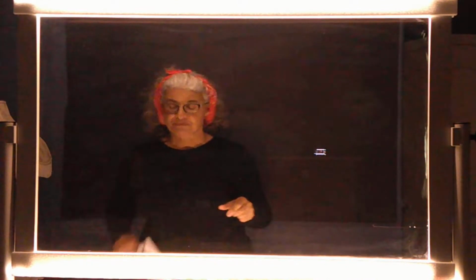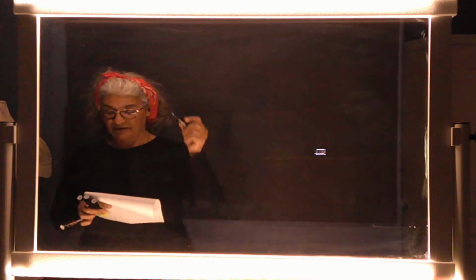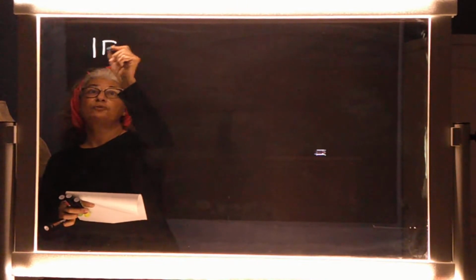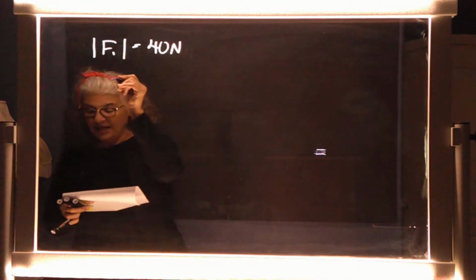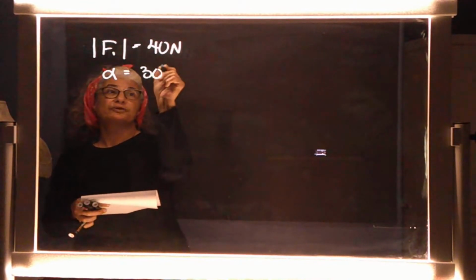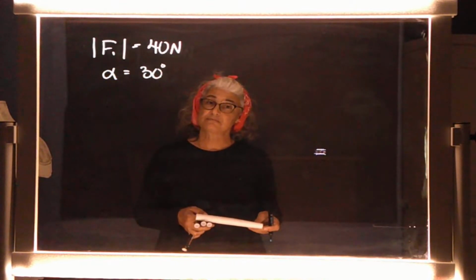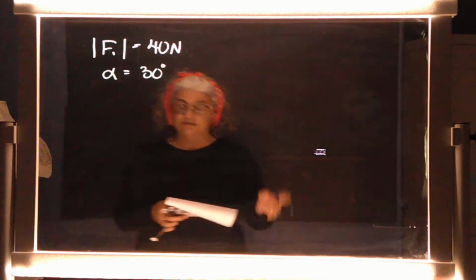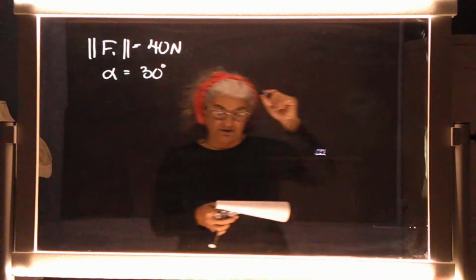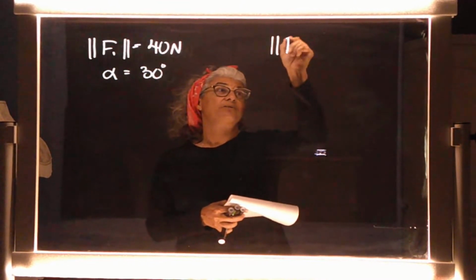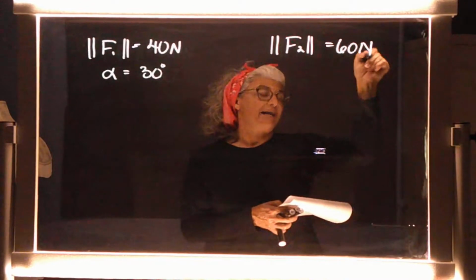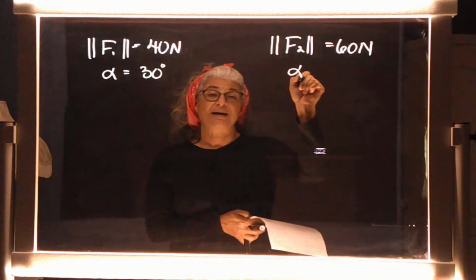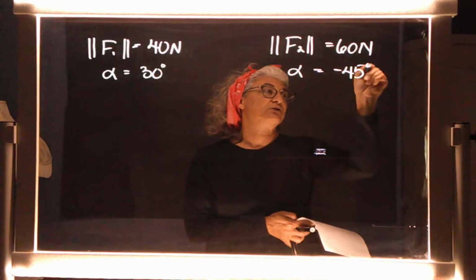So let's remember that. The information that I have for that very first vector, and they called it F1, is 40 newtons. And then its direction is 30 degrees. Good? Okay. The second one, sorry about that, I forgot my double lines, not a good thing to forget. The second one tells us that we have this force, the amount of force being 60 newtons, and then its direction is a negative 45 degrees.